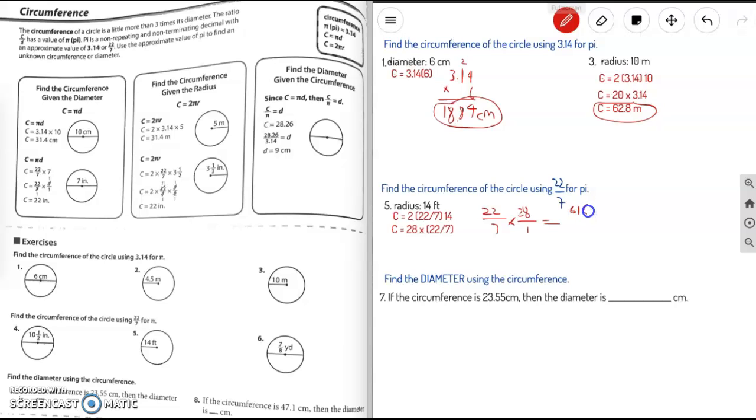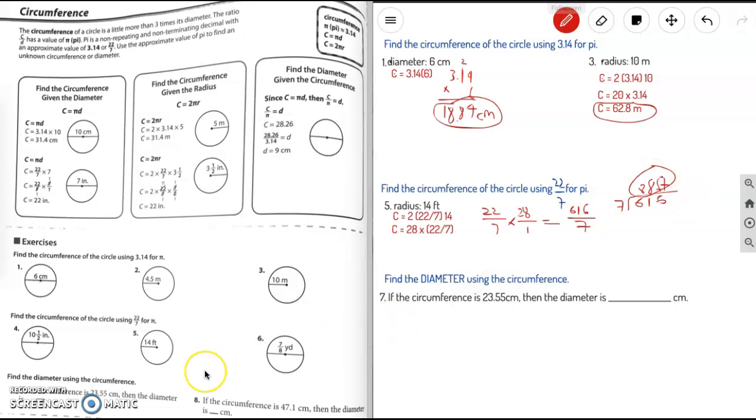Okay, 22 times 28 is 616. 7 times 1 is 7. 616 divided by 7. Now I know what you might be thinking. You might be saying, Miss Oak, why do we need to do it the long way? Good question. Well, the answer is 88 feet. Don't forget that unit.